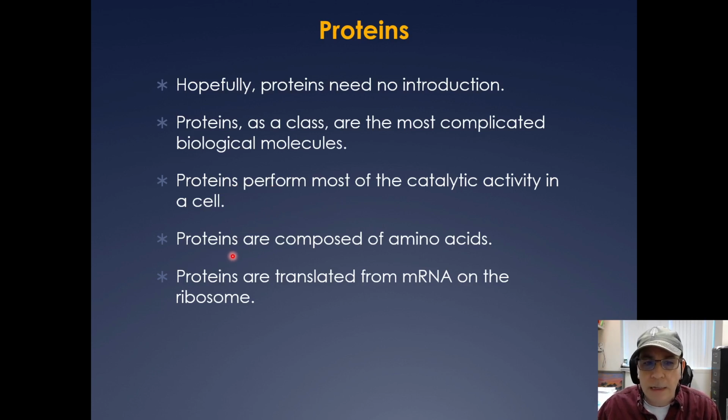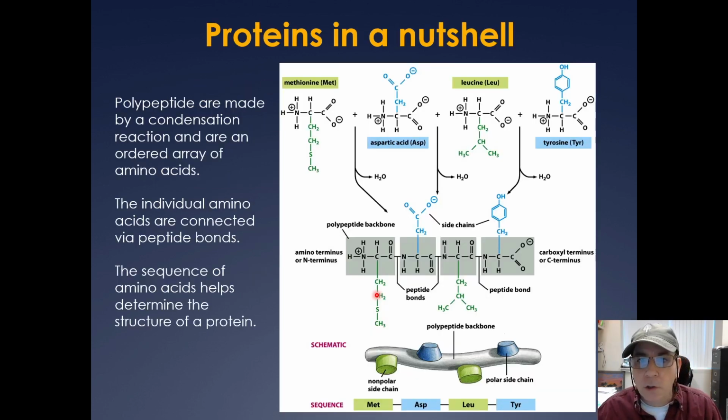As we talked about last time, proteins are composed of amino acids, and we looked at the list of 20 essential amino acids. Proteins are made by being translated on the ribosome from the messenger RNA that's generated from the DNA. So if we want to see proteins in a nutshell, they're basically made of amino acids. Here you have methionine, aspartic acid, leucine, and tyrosine. And if you remember, amino acids have an amino terminal end and a carboxy terminal end.